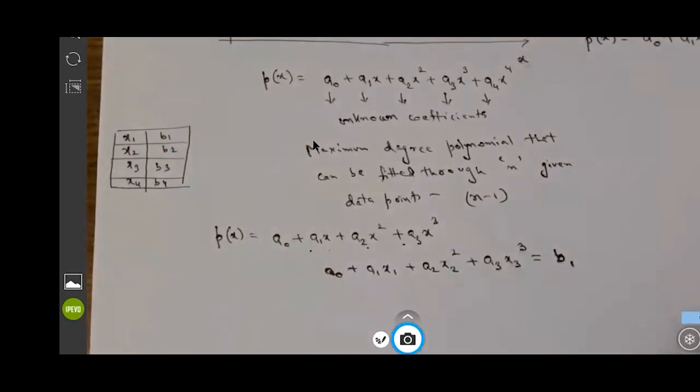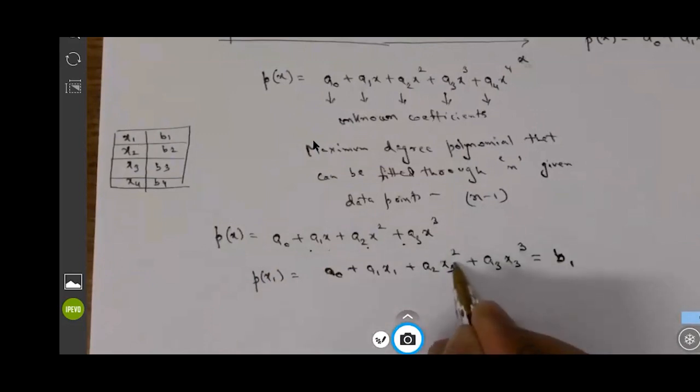Is everybody with me? Yes, Professor. Should it be 1 and x1 square and x1 cube, rather than x2 square? Yeah, you are right. Thank you for correcting. These are all x1s.